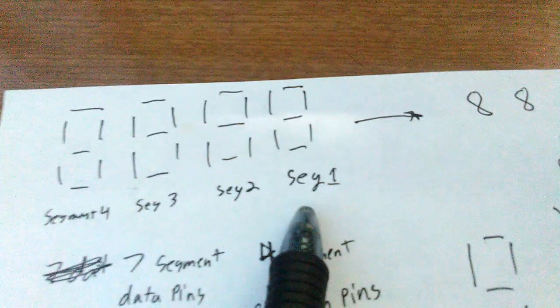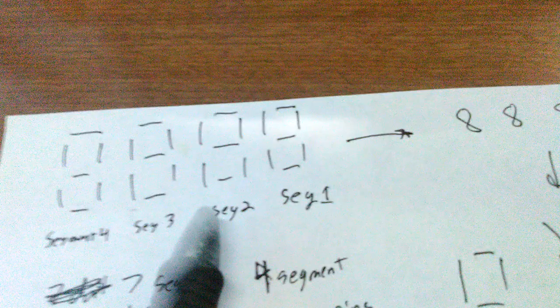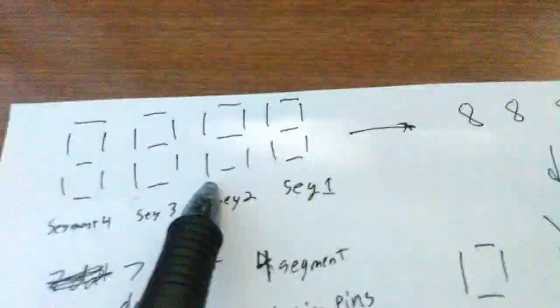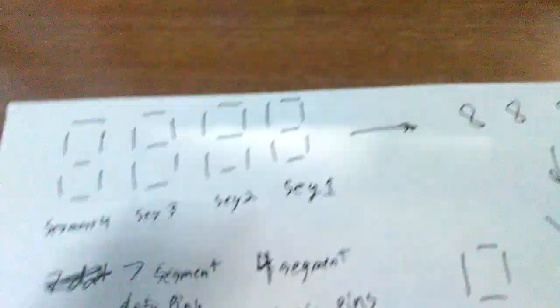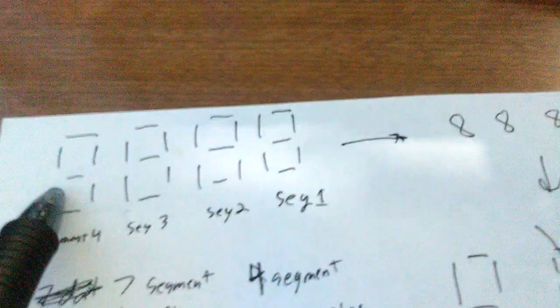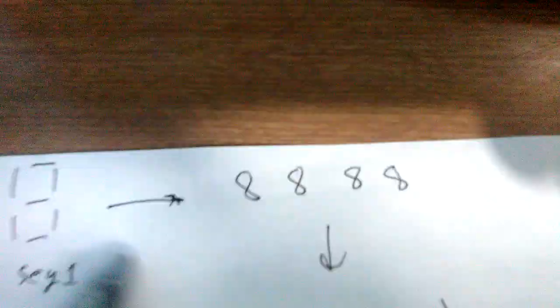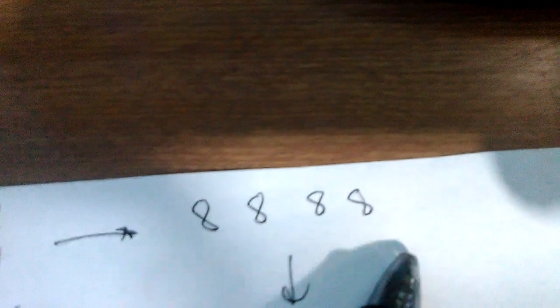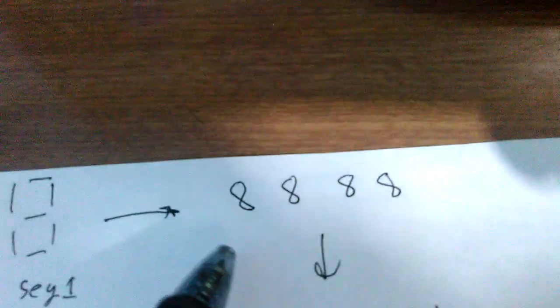So if you turn on this one, it'll display the 8. And if you turn on this one and this one at the same time, you'll see on the screen the number 88. And similarly, if you turn them all on, you'll get just the number 8888. Depending on how you change the data pins, it'll display 1111, 2222, etc.